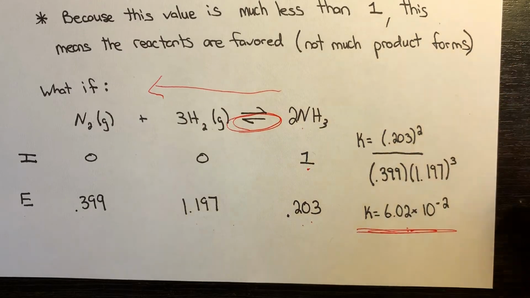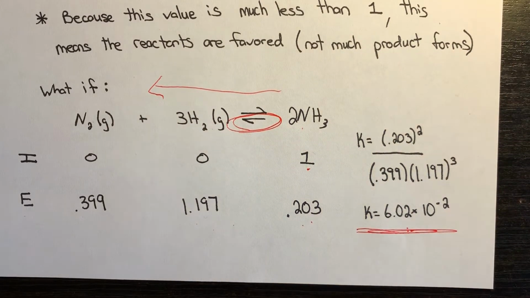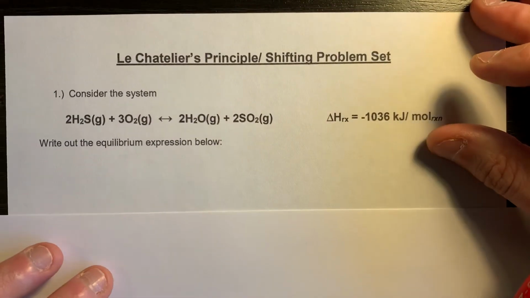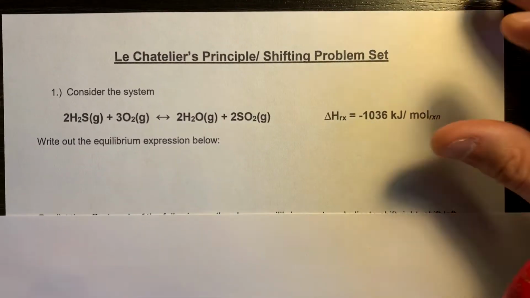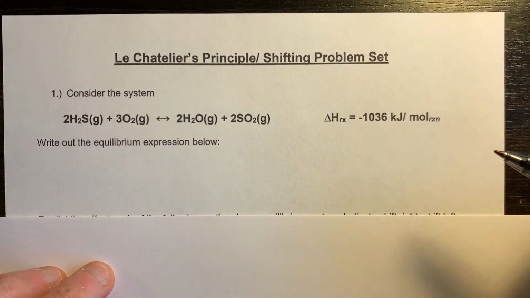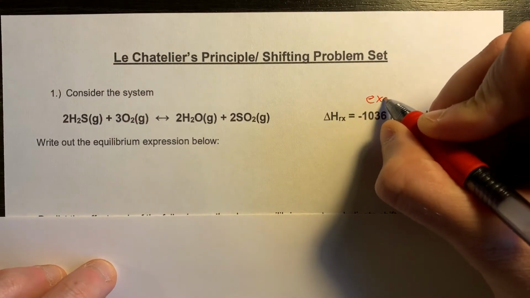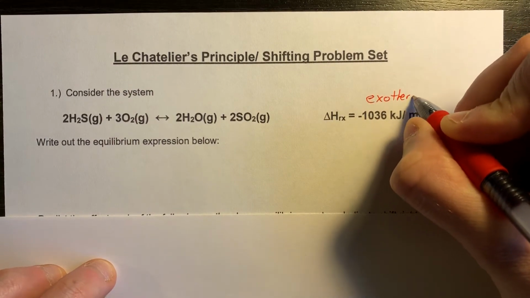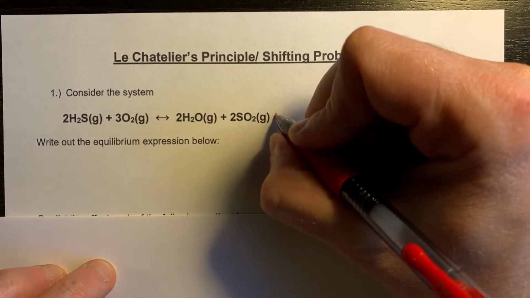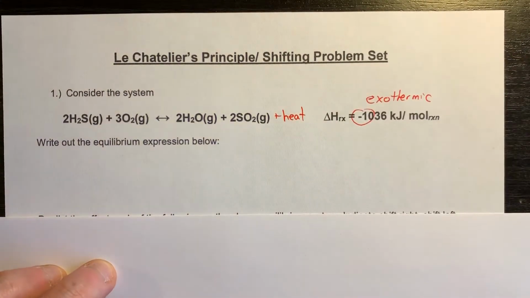Now again, that was kind of a quantitative approach to what the K value actually means. Let's get a little bit more conceptual, and let's jump into these Le Chatelier's principle shifting type problems, okay? We're given the following system, H2S plus oxygen yielding water and sulfur dioxide there. We're told that this is an exothermic reaction. That's what the sign of delta H means there. The negative means that we are releasing heat as a product. So we can write that in straight away.